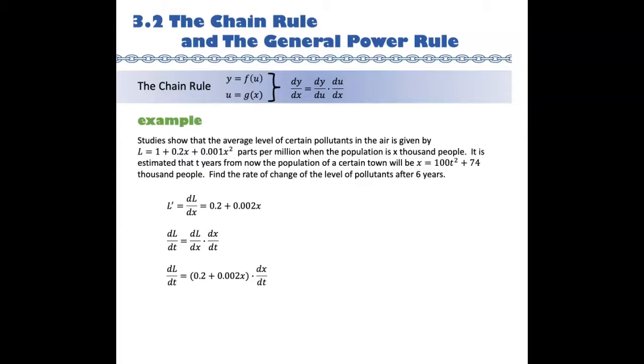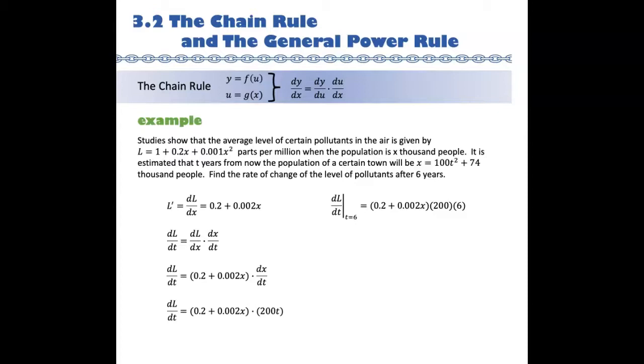All right, replacing dL/dx with what we've already found, and dx/dt is 200t. Remember, x is 100t squared plus 74, so we differentiate that and we get 200t. All right, so now we have dL/dt. We can evaluate it at t equals 6. That's what we want, right? All right, so plugging in t equals 6.